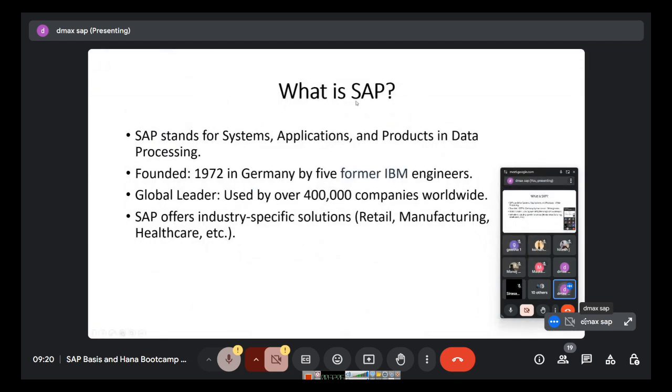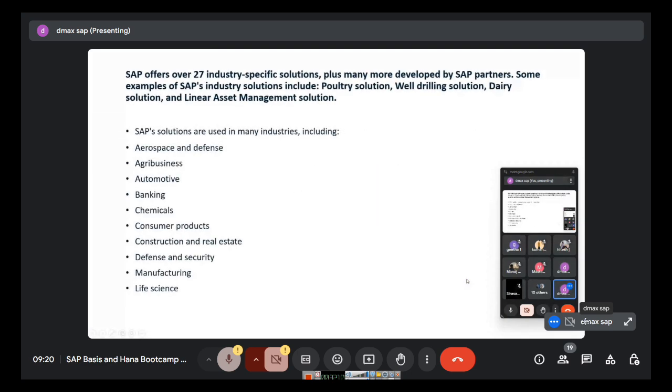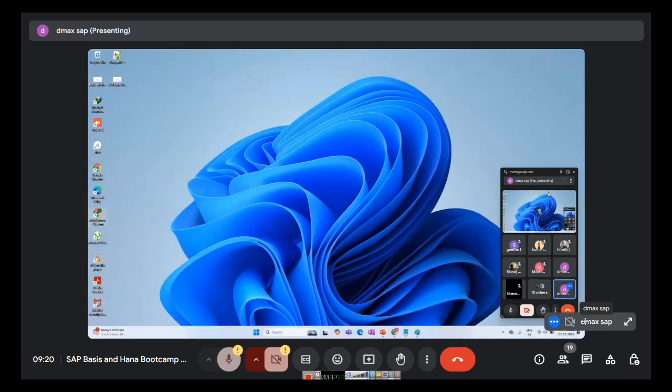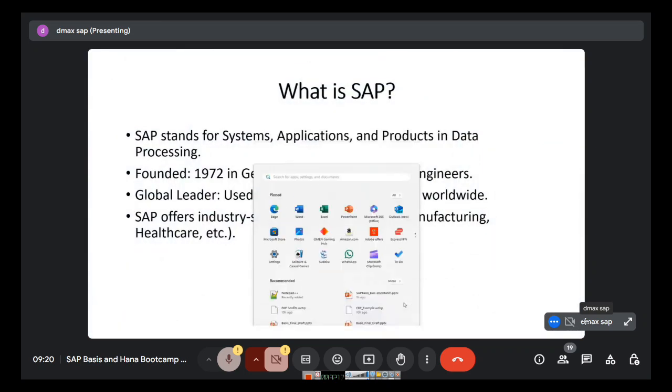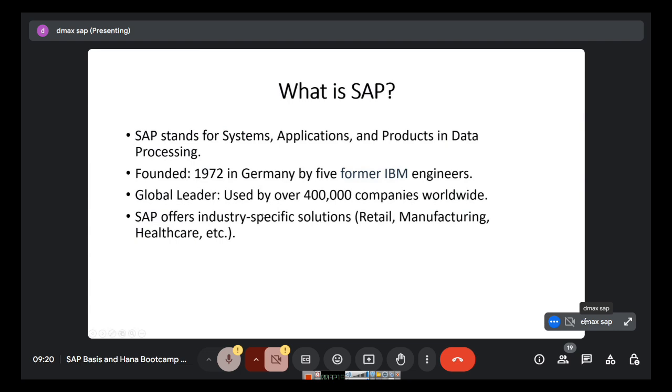Out of those, why SAP? First, we'll understand what SAP is. SAP stands for Systems, Applications, and Products in Data Processing. So SAP has a full form: Systems, Applications, and Products in Data Processing. Actually, we'll understand how SAP was invented and what the background of SAP is. Then we'll understand it slowly.